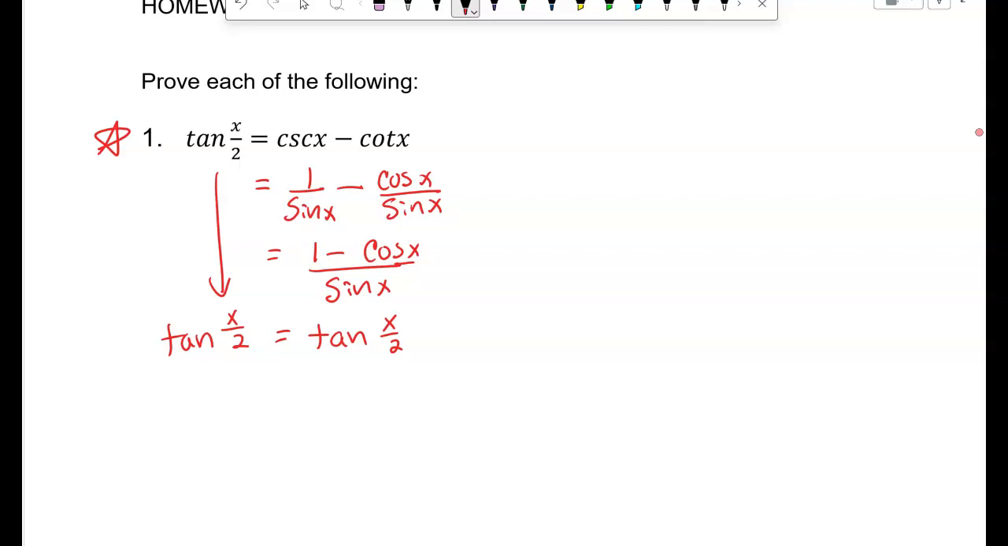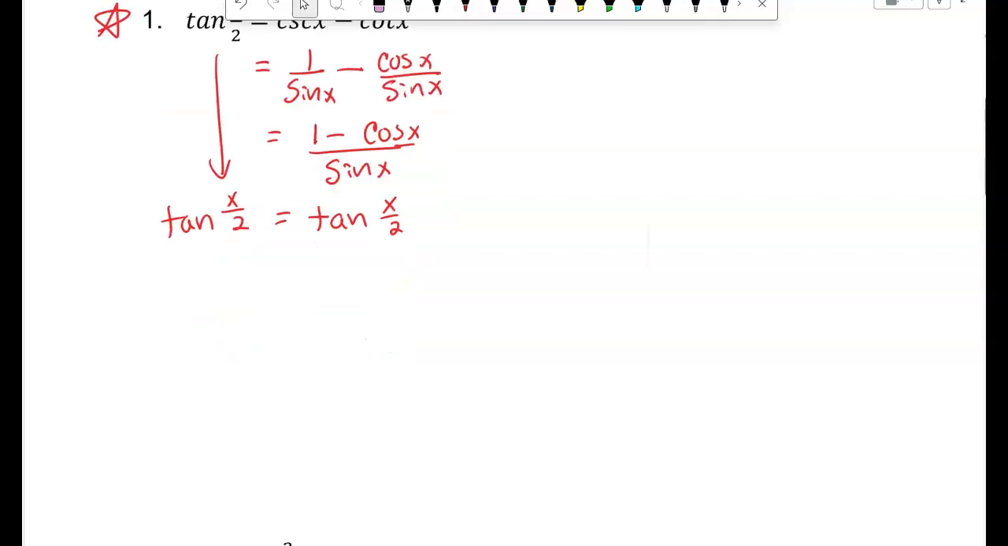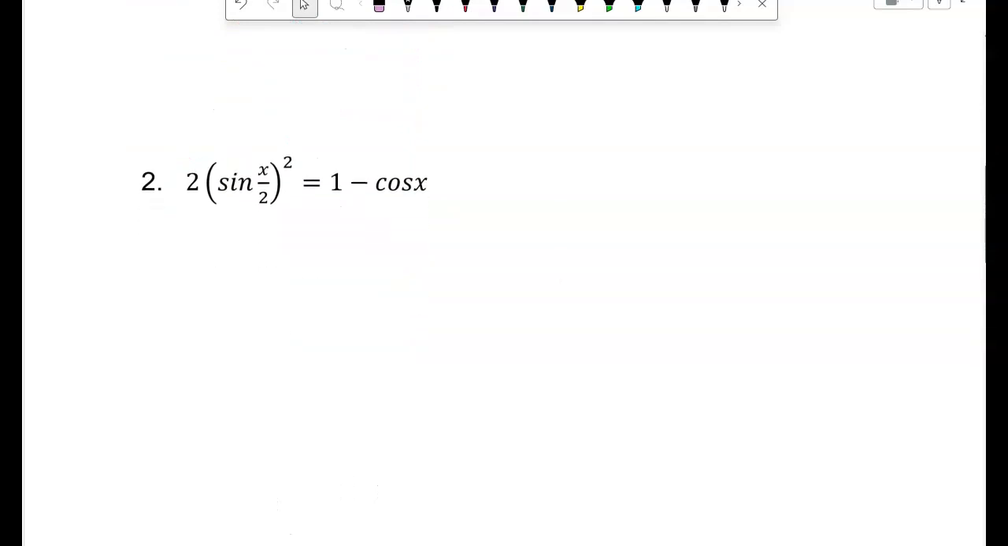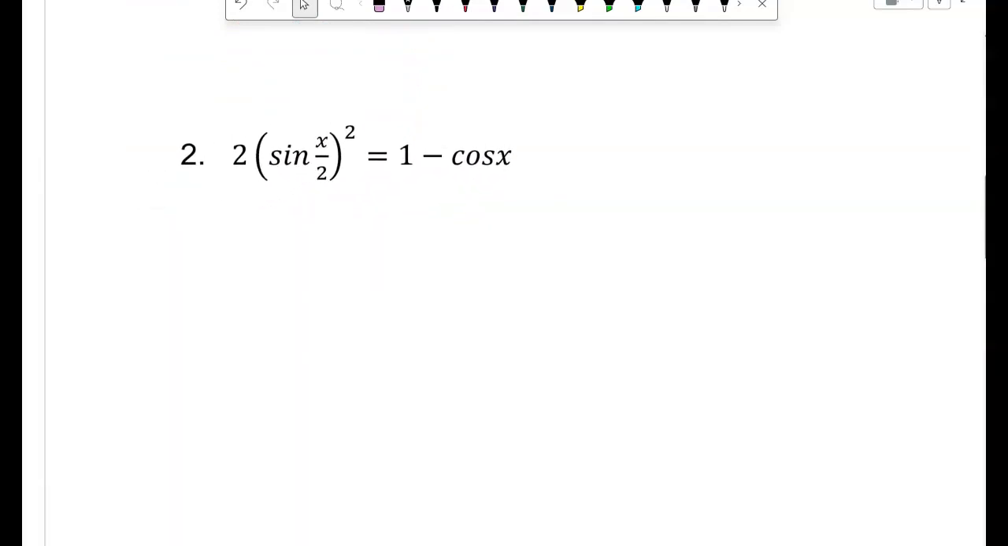Now, I should be careful when I say this. I think the half angle ones are easier than the double angles, because with the double angles you have a lot more choices, but with half angles you're just like, that's all I'm going to do. This is really the thought process I'm going to apply to it. Look at number 2. It's got 2 times the quantity sine of x over 2 squared equals 1 minus cosine x.